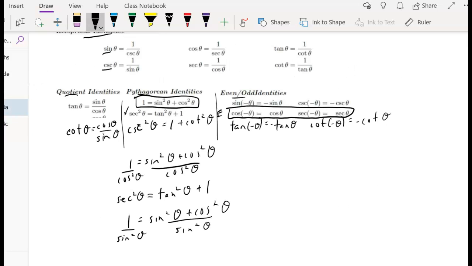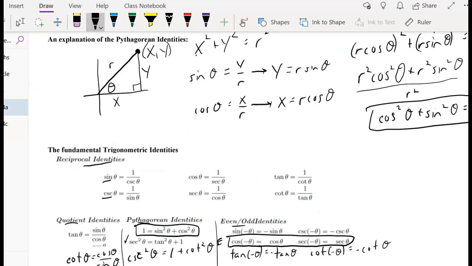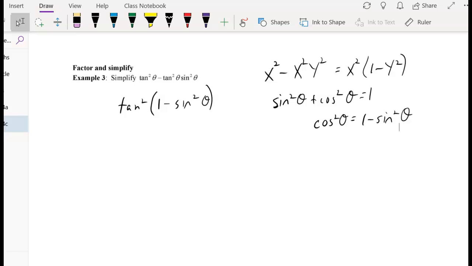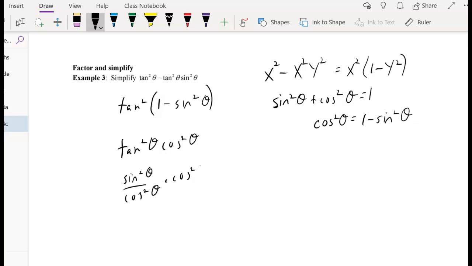So I now have, there we are, the tangent squared of theta times the cosine squared of theta. And now I can go ahead and use changing it to sine and cosine. So I have sine squared theta over cosine squared theta times the cosine squared of theta, and this whole thing simplifies to sine squared of theta.